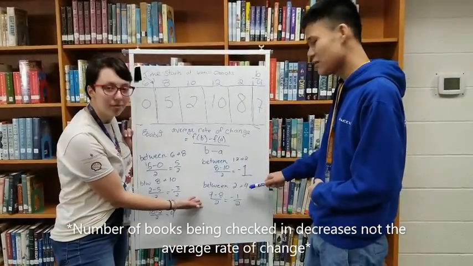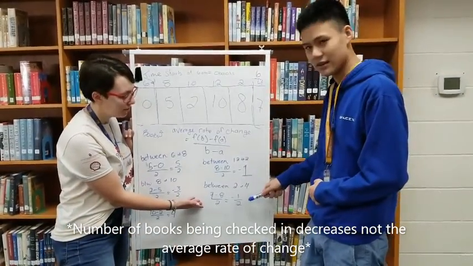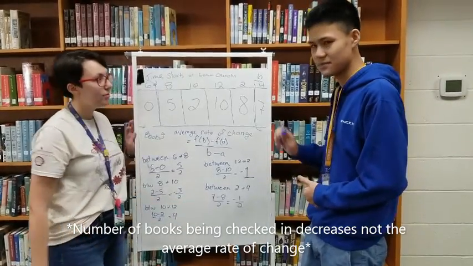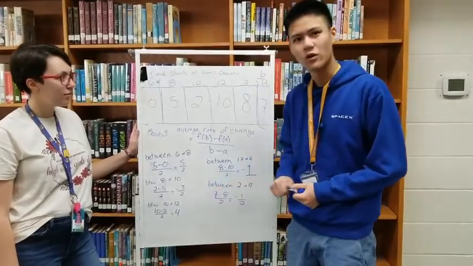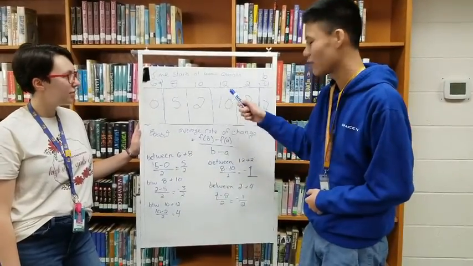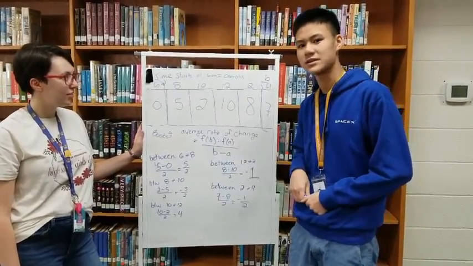And between hours 2 and 4, the average rate of change is negative 1/2. Which means that less books are being checked in and is severely lower than 4, which means that between times 10 and 12, the average rate of change was the greatest.